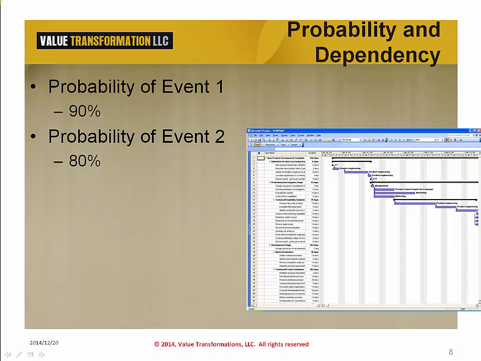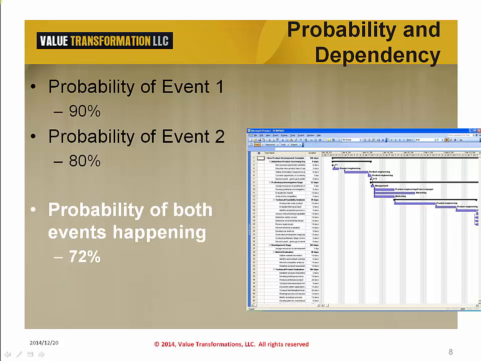There are 2 connected events or tasks, task 1 and task 2. Task 1 is 90% probable of success, and task 2 is 80% probable. Both of these are respectable probabilities, that is to say, that each of these are not too far from certain and our chances are good individually. Let's take a look at what happens with the overall probability with these connected tasks.